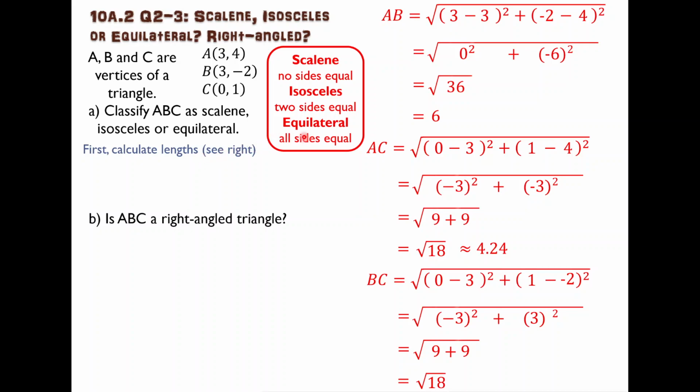Now, how many of these sides are equal? I've got one side that's 6 and 2 sides that are 4.24. So exactly 2 sides are equal. This is an isosceles triangle. In your answer, what you can and should do is refer to triangle ABC. You can put a triangle symbol before it. So this reads as: 2 sides are equal, so triangle ABC is isosceles. Brilliant. It's a lot of work, but doable.